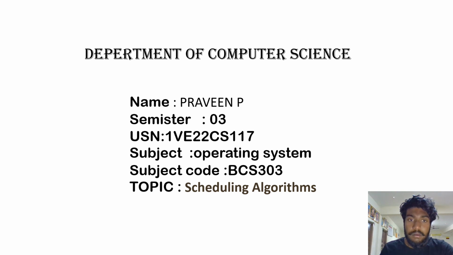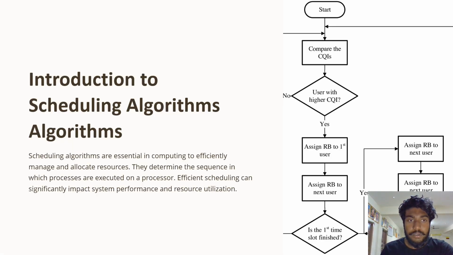Today we are here to learn about the scheduling algorithms of operating systems. Introduction to scheduling algorithms. Scheduling algorithms are essential in computing to efficiently manage and allocate resources. They determine the sequence in which processes are executed on a processor. Efficient scheduling can significantly impact system performance and resource utilization.